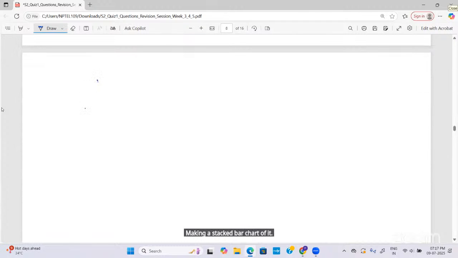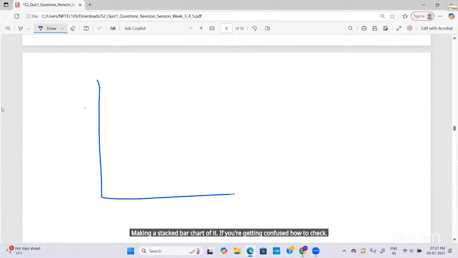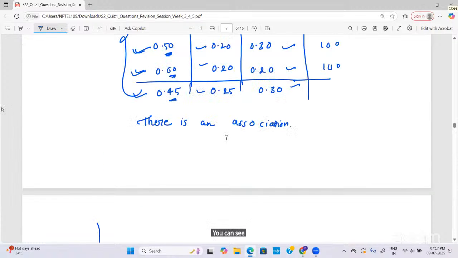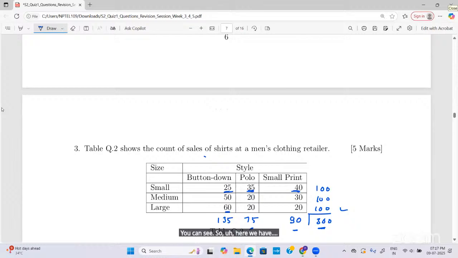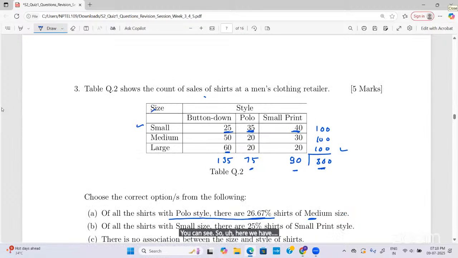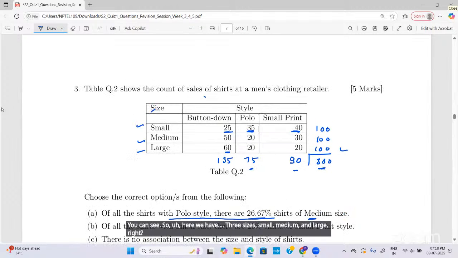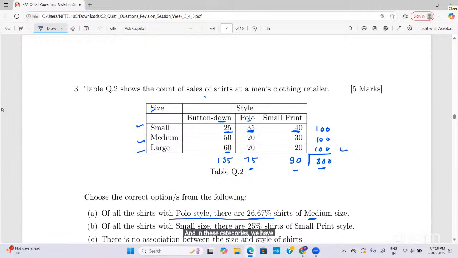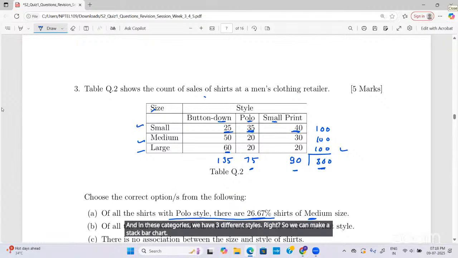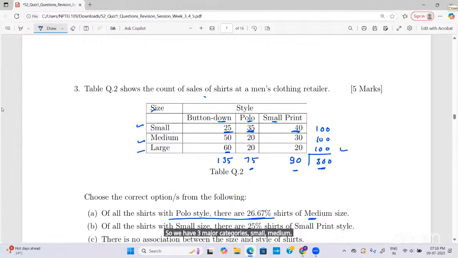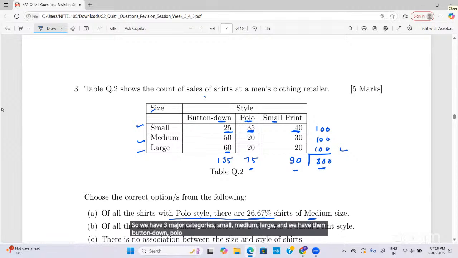If you are getting confused how to check, you can see. Here we have three sizes: small, medium, and large, right? And in these categories, we have three different styles, right? So we can make a stack bar chart. We have three major categories: small, medium, large, and then button down, polo, and small print.